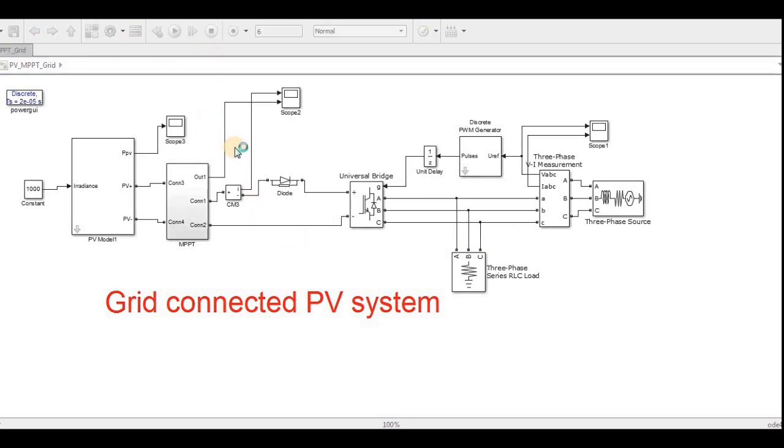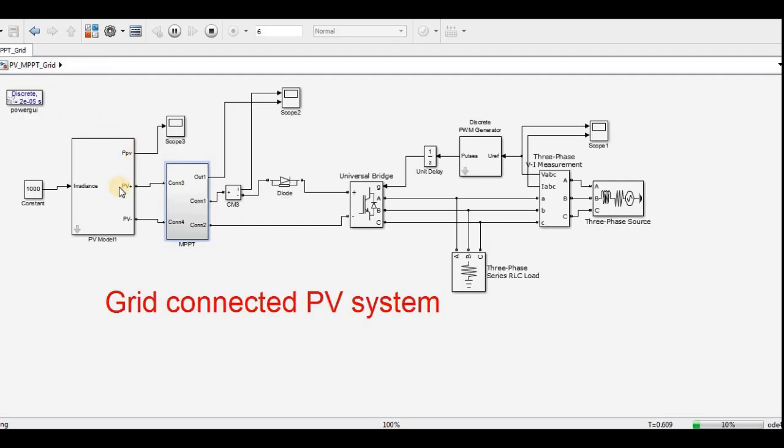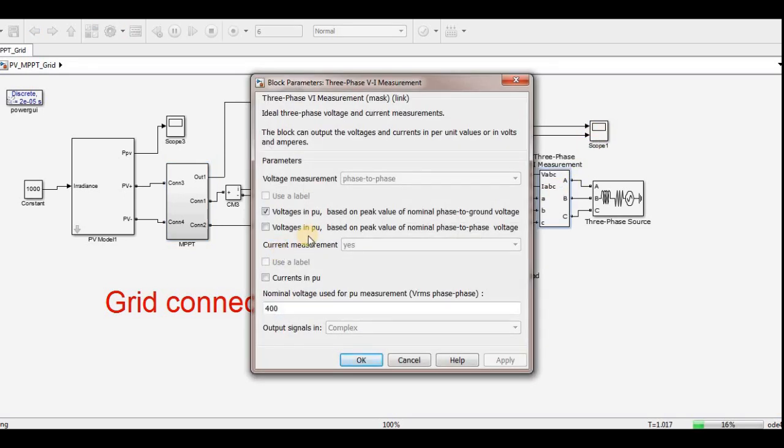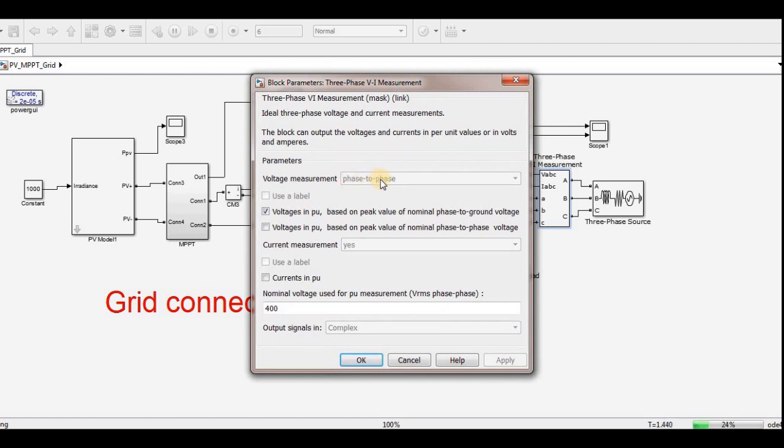See, now I will run the model. Now I am running the model, and the basic things here are the maximum power, the input voltage of the boost converter, I mean the output voltage of the PV system, and the AC side voltages and currents. I am not considering current in per unit, but voltage in per unit, but my voltage will not come to 1. And even though I am not considering phase to ground, it is phase to phase. So phase to ground will be 1, but phase to phase will be different.